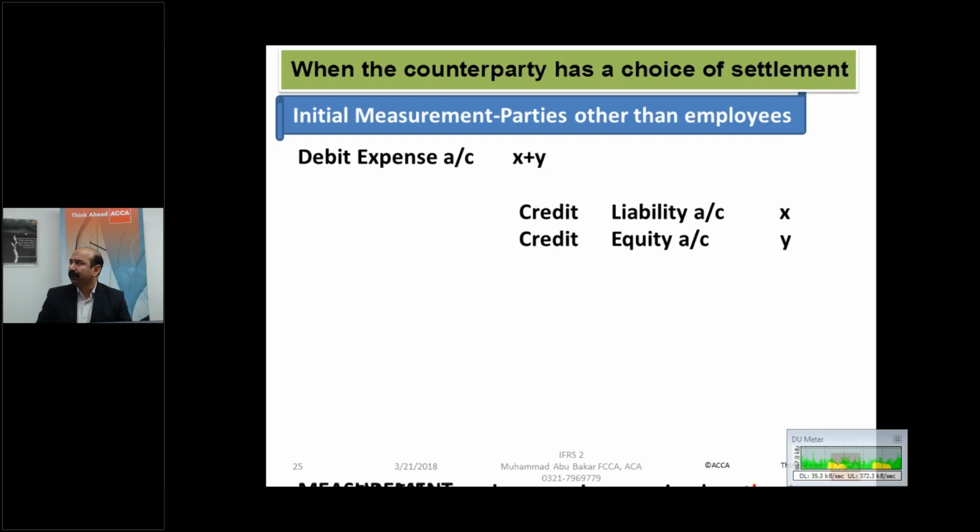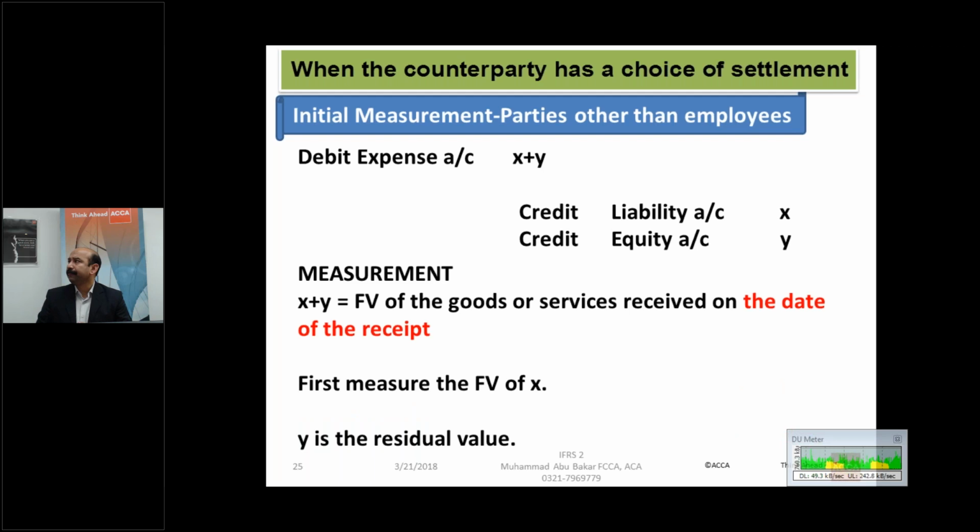Okay, now move further. We have discussed the situation of employees. If it is a party other than employees, then first you will measure the expense, as we did in the case of equity settled share-based payment. This will be equal to the fair value of the goods or services received on the date of the receipt. Thereafter, you will measure the fair value of X, which is the liability portion. The residual value is Y. This is the balancing figure.